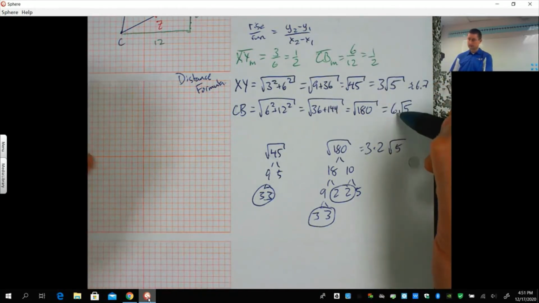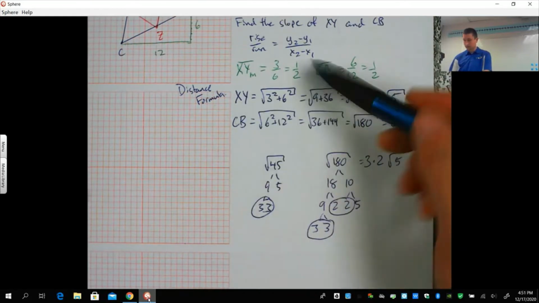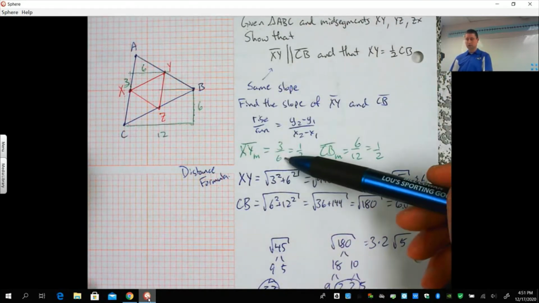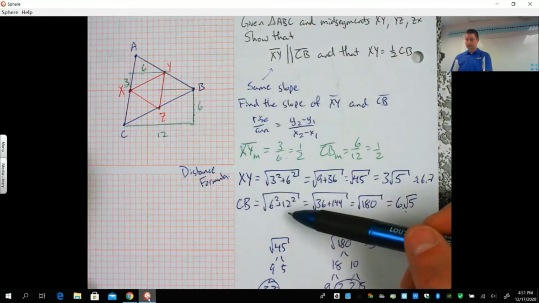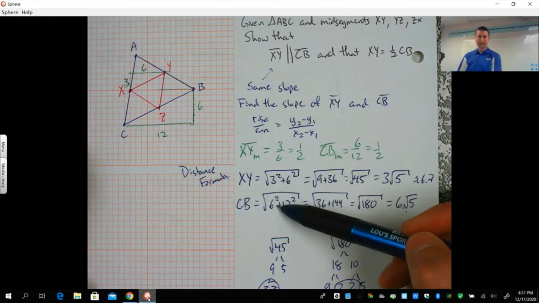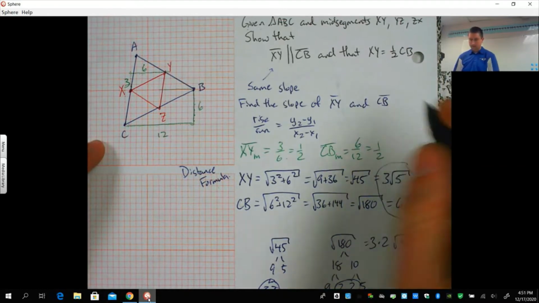A lot of algebra, a lot of work with this one. But again, doing these rise over the run on the category, that's going to help you both get the slope, rise over run, and the length of it, the square root of the rise squared plus the run squared. Make sure you square them and add them before you take the square root. And you see here that it is half the length.